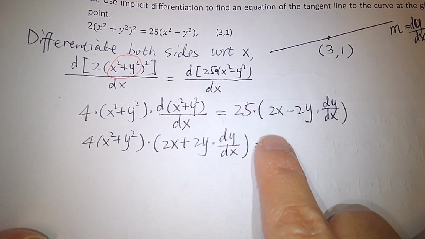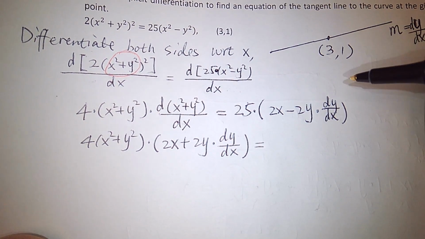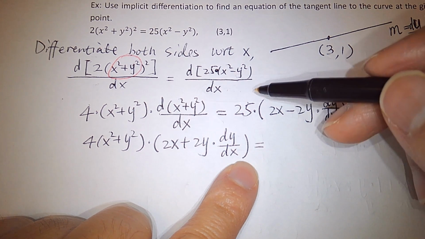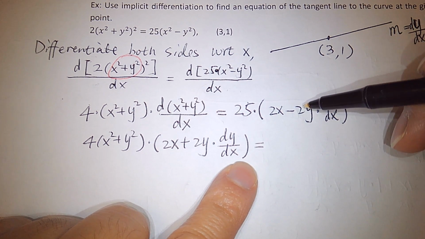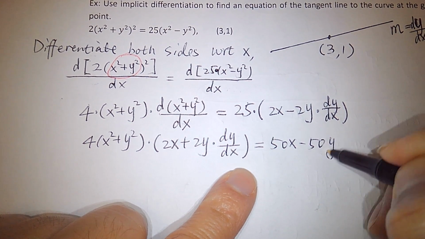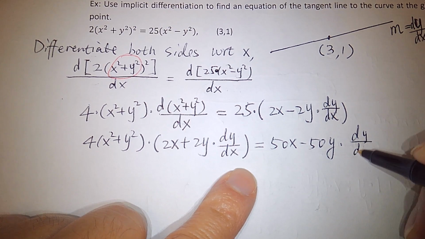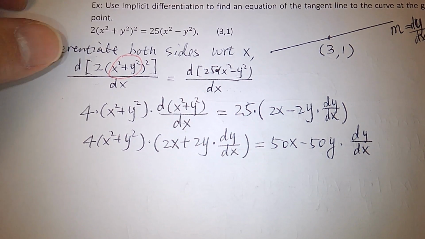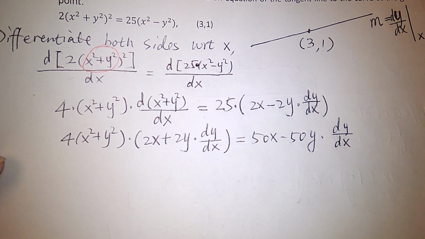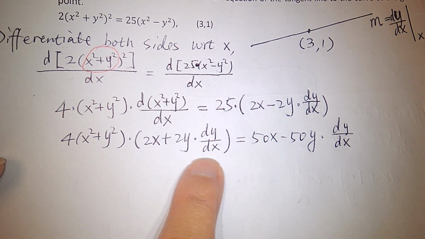Right side, it is what? If we distribute, it is going to be 50x minus 50y times dy over dx. You guys agree with me? Okay, now we want to find what?